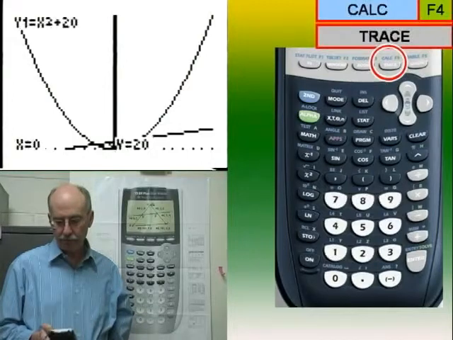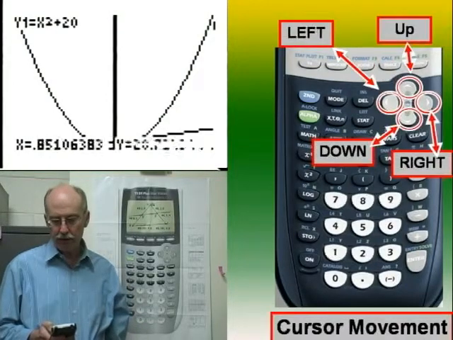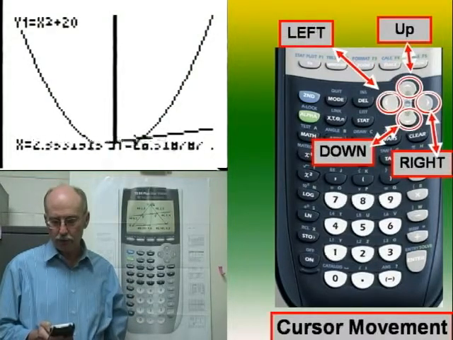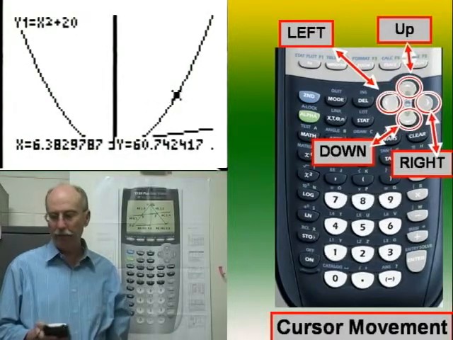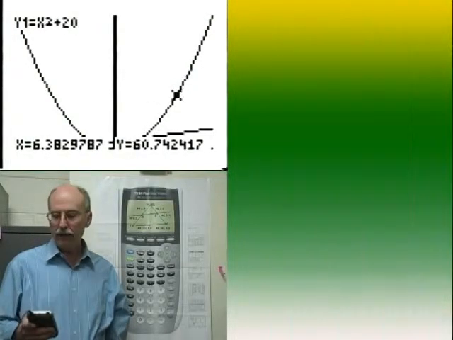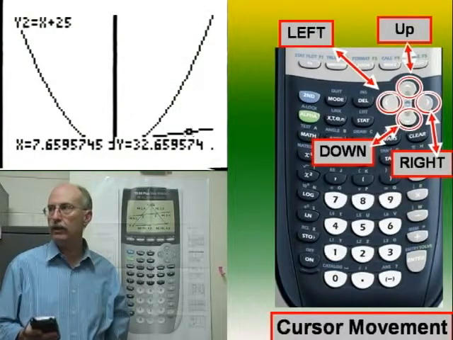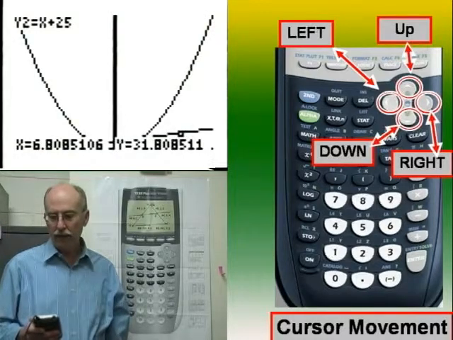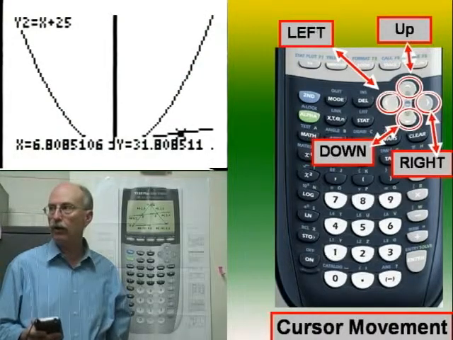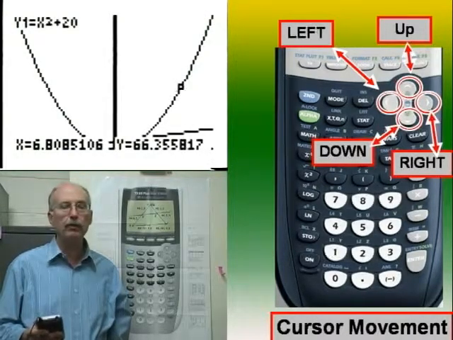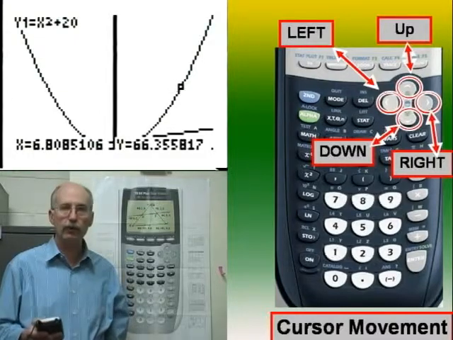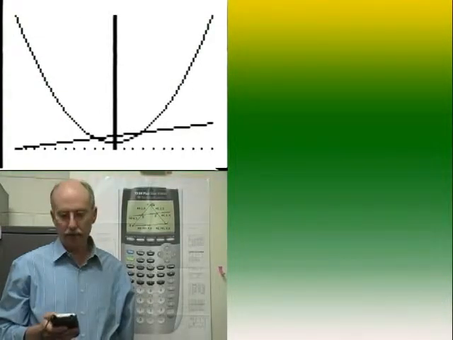Now hit the trace function, and I'm going to just hold the trace button down for a second, and you can see that we're tracing along the parabola. And I've gotten pretty far up on that parabola. If I hit the down button, it jumps down to the line, and now it traces along the line. Using the up and down keys for the cursor causes you to jump between the various graphs that you have on your screen. Let's try one more thing with this.